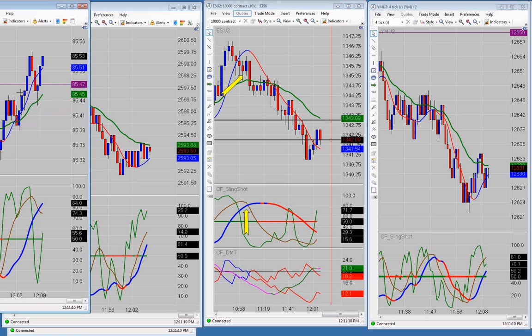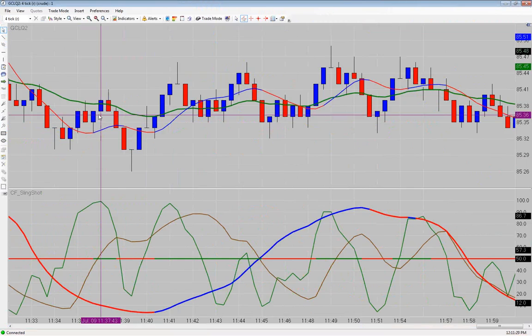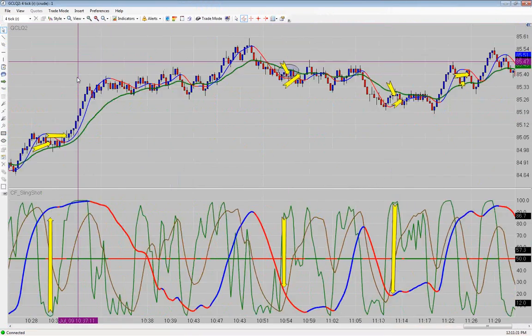For instance, right here we have a long trade coming together on the crude oil. It should be right there with the bullish divergence right here. So the entry on that would have been here at 85.47, 85.48 right there. All right. Let me just go through the setups. I'll start out with crude. We had a few crude trades this morning.